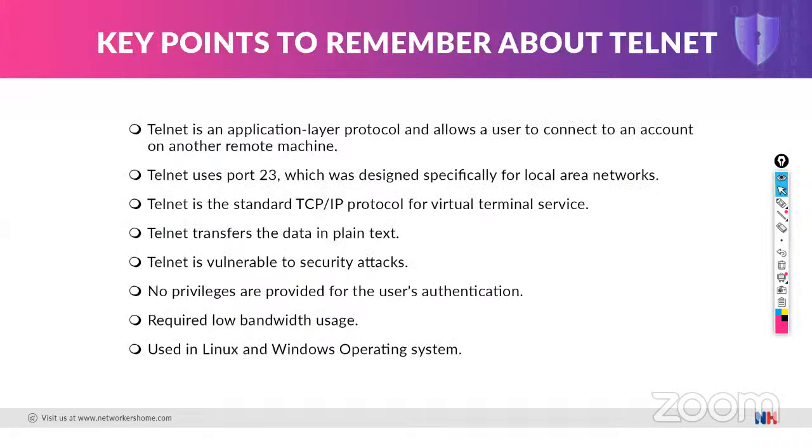So, key points to remember about Telnet. Telnet is an application layer protocol, which means it is a layer 7 protocol, and it allows the user to connect to an account on another remote machine. Telnet works on port number 23, which was designed specifically for local area networks. Telnet is the standard TCP/IP protocol for virtual terminal service. So this was a basic protocol which was introduced for remote access.